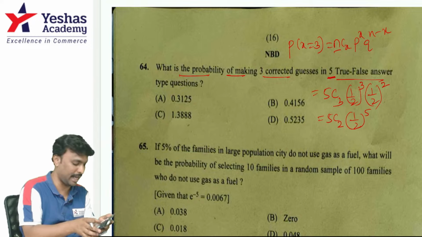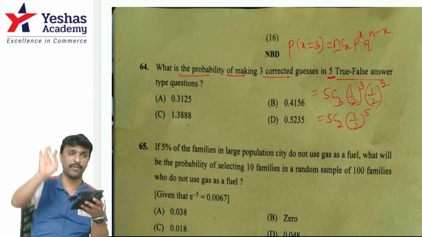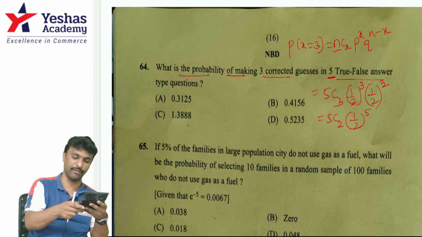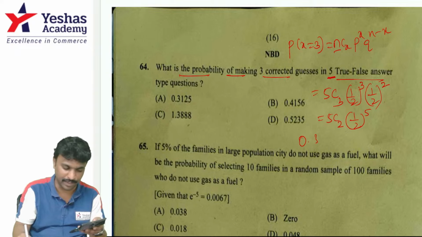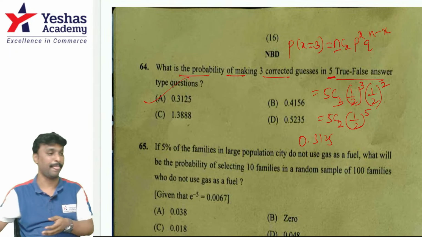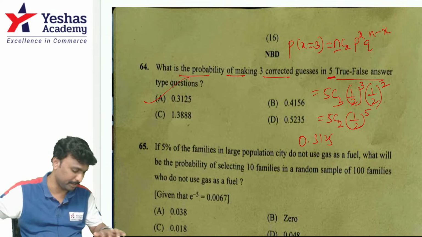So take your calculator, type 1 divided by 2, press into, for power 5 equal to 4 times. 1, 2, 3, 4 into 5C2, which is 5 into 4 divided by 2. So that fetches me 0.3125. Option A is the right answer. You understood?